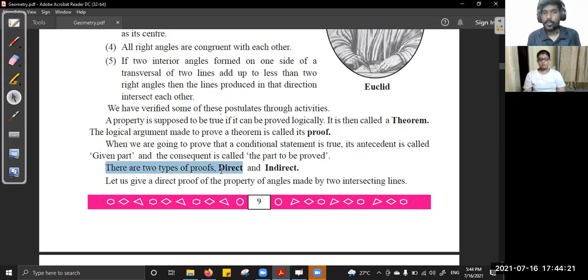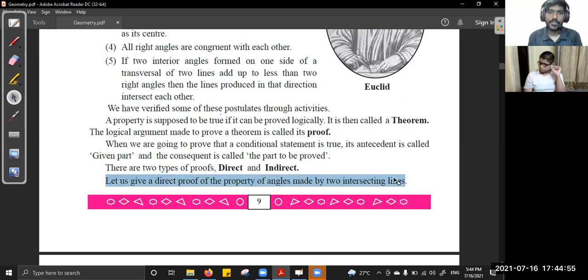Now there are two types of proof. The first is a direct proof and the second is an indirect proof. Indirect proof you have already studied, in real numbers, the first chapter of algebra. Indirect proof is also called the method of contradiction. Since you already know what an indirect proof is, in this chapter we will study how we do a direct proof. Here an example of direct proof is given: a direct proof of the property of angles made by two intersecting lines.